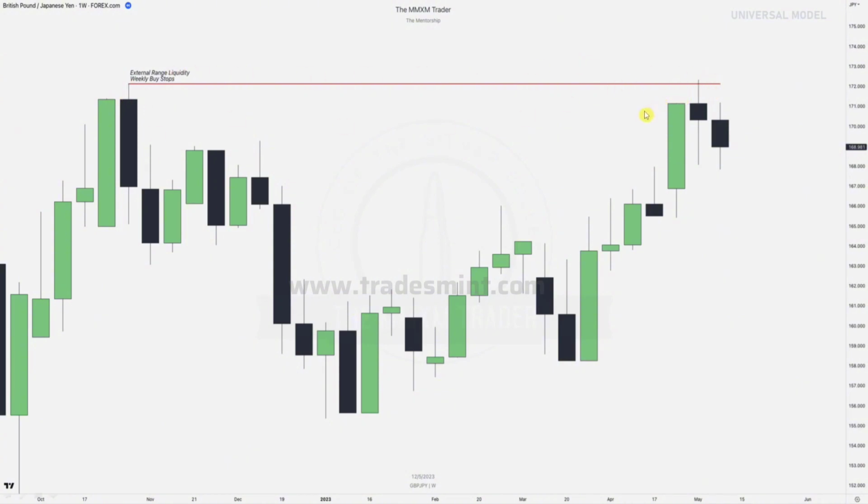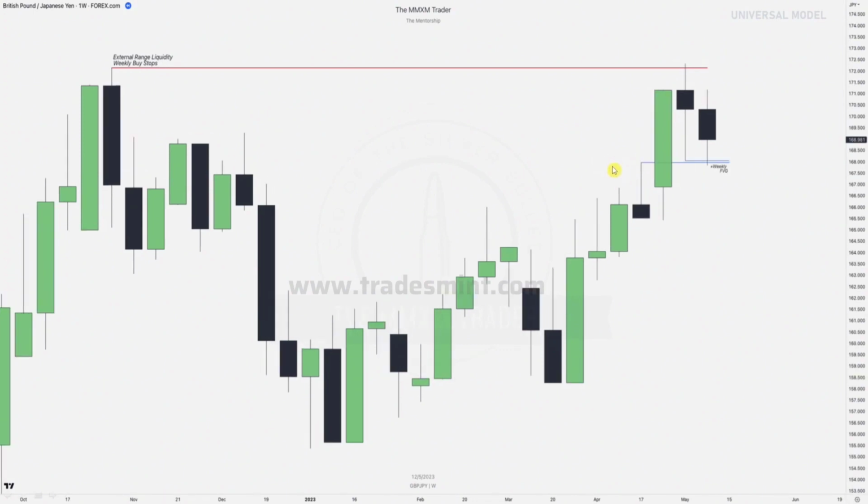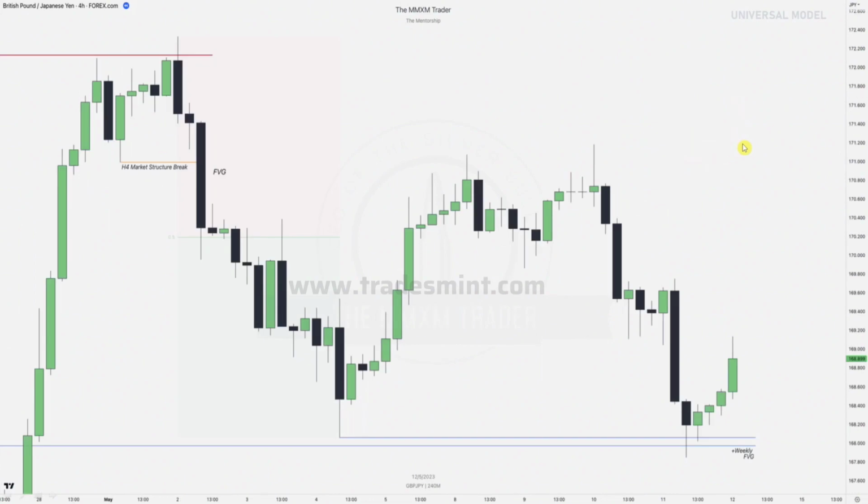So where do you see I go after external? We know this, we go to internal range, right? So we want to go to internal range liquidity, which is this fair value gap on the weekly time frame. So after we take these buy stops, our bias and draw on liquidity for the long-term perspective will be that weekly fair value gap.